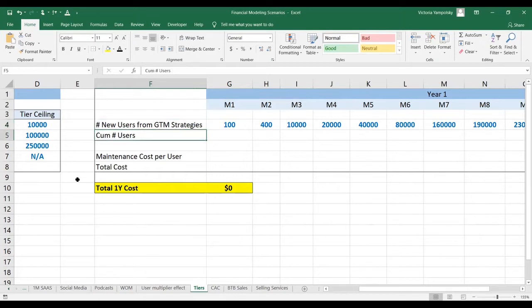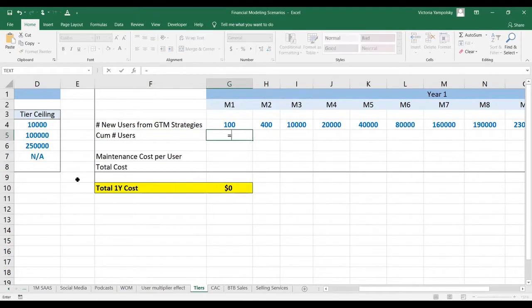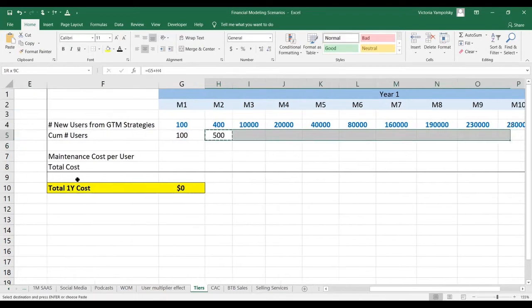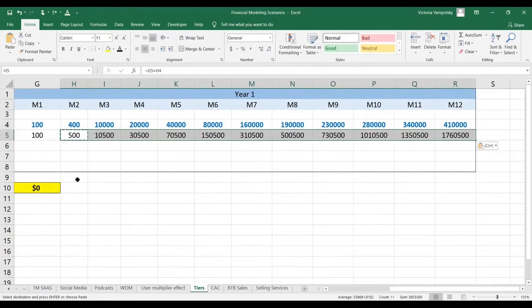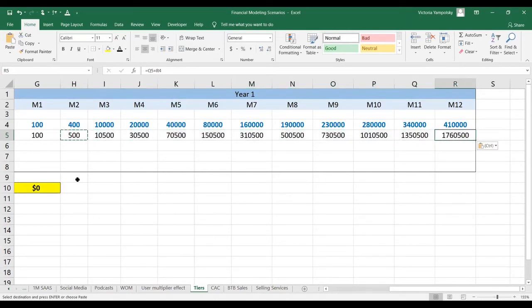So the next step, which I'm going to do, is to calculate the cumulative number of users, right? And so we're going to take the previous number and add however many users we convert each month. For the first month, this is simply the number of users for that month.